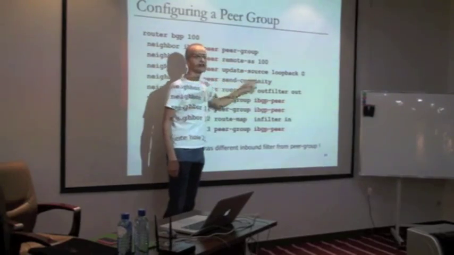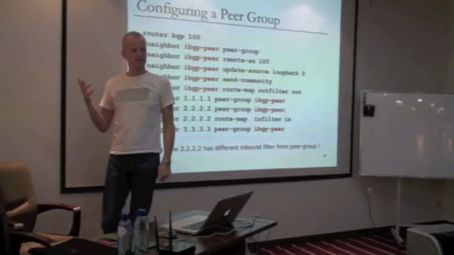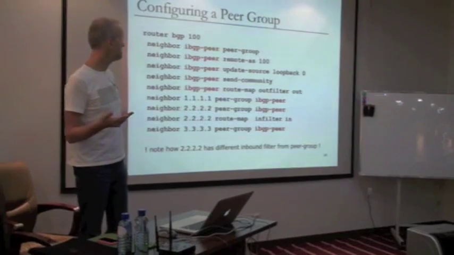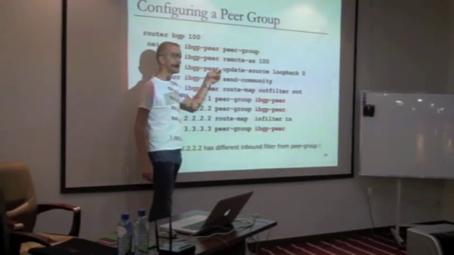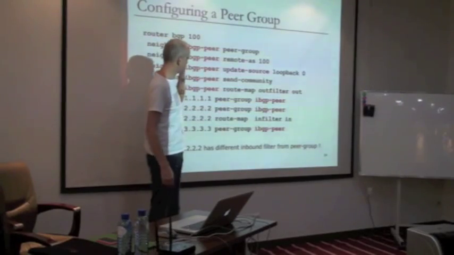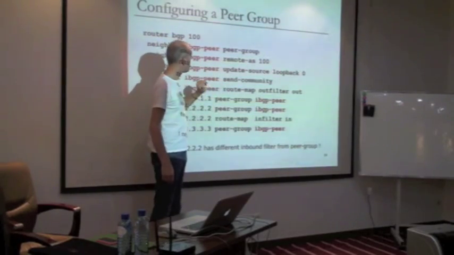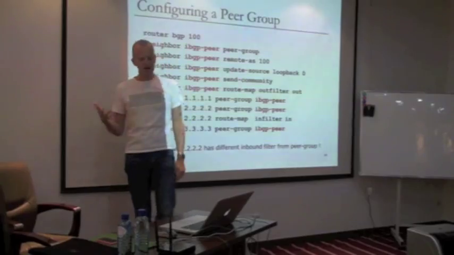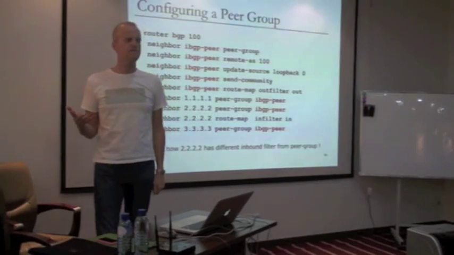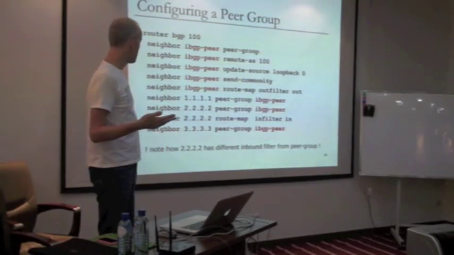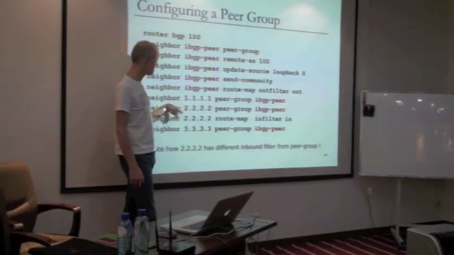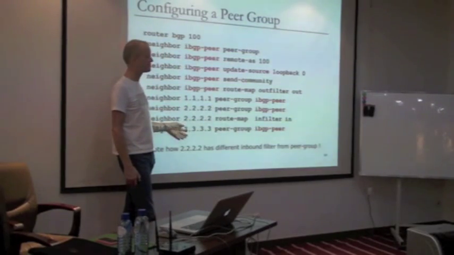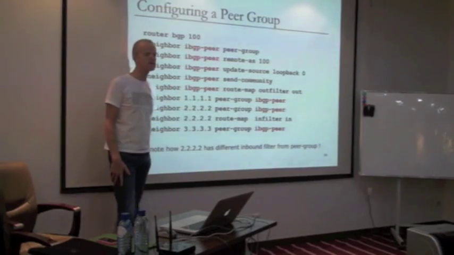The remote AS is the same because it's IBGP, so the remote autonomous system is the same. We have update source loopback 0. We already had that in the lab. Send community, we need route map out filter. We've got some outbound policy for our IBGP session. And then we apply it to each neighbor. Right, so neighbor 1, neighbor 2, neighbor 3, and so forth. So that's typically how we set up a peer group.